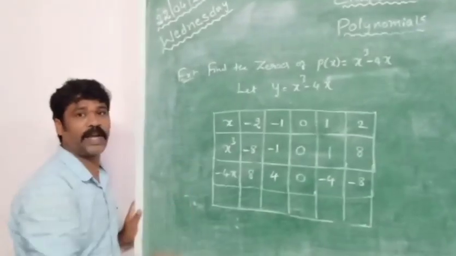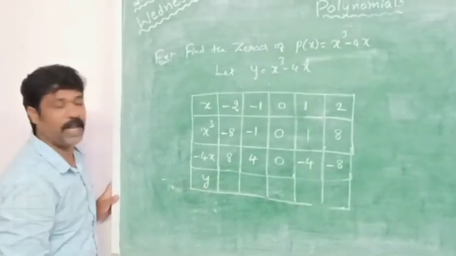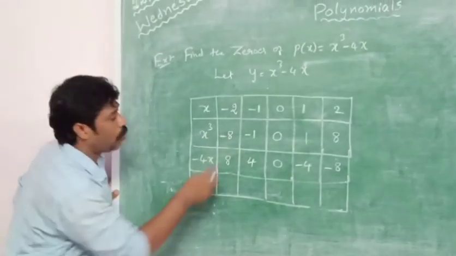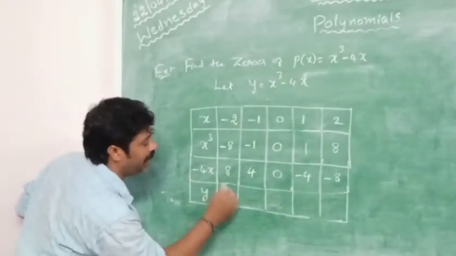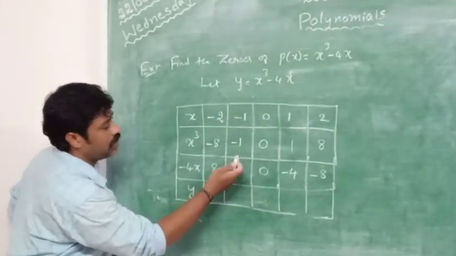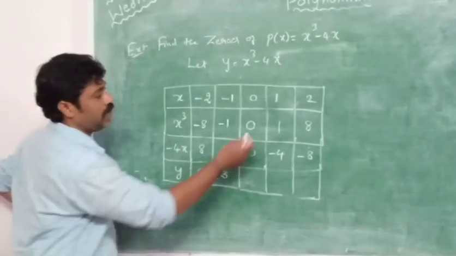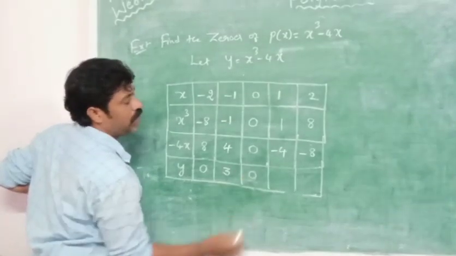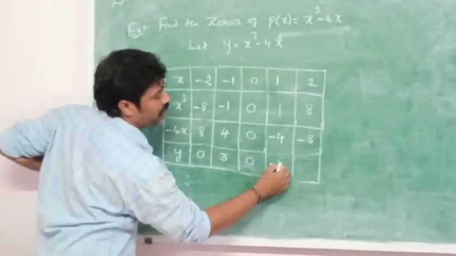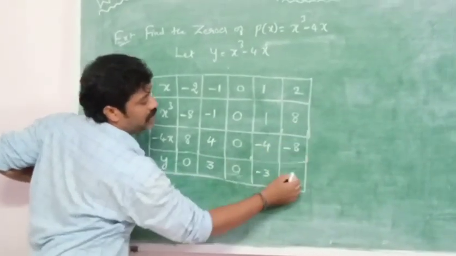So here we have to find the y value. How will you get the y value? By adding these two terms. Minus 8 plus 8, if you add it, you will get 0. Then minus 1 plus 4 will get 3. Then 0 plus 0 will get 0. Then 1 minus 4 is minus 3. Then 8 minus 8 is 0.